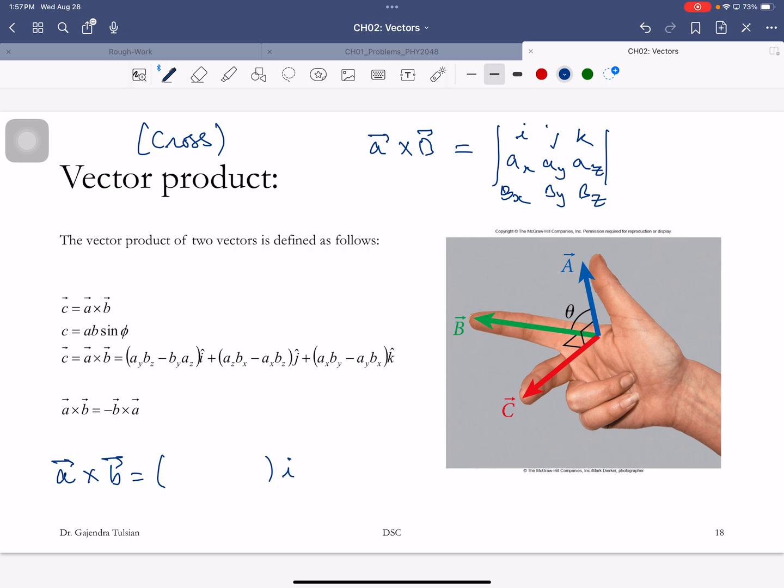So you write I, J, K. You draw your circle with I, J, K. So the X component is AY, BZ, and the negative of the flipped, AZ, BY.